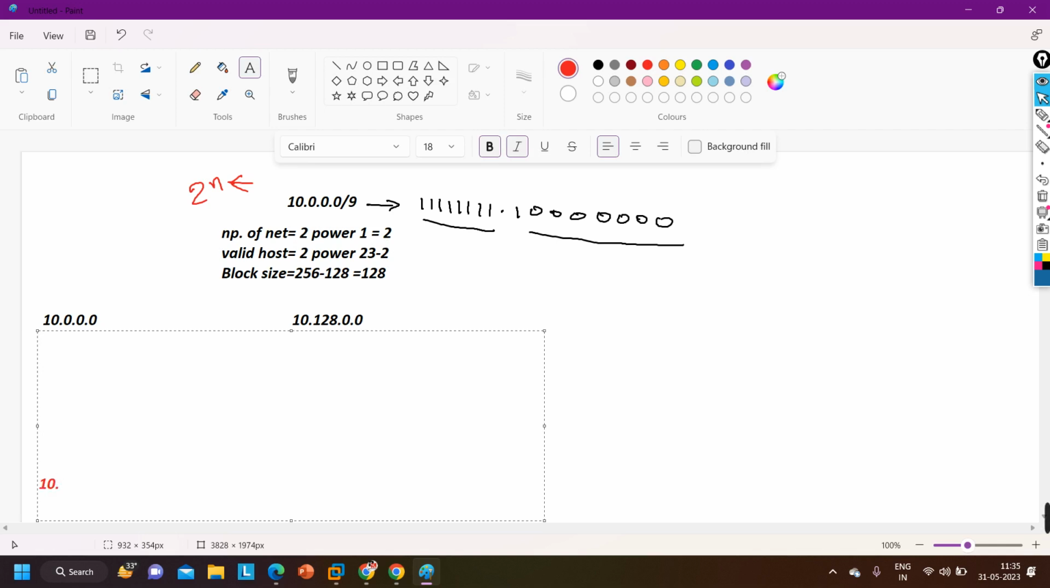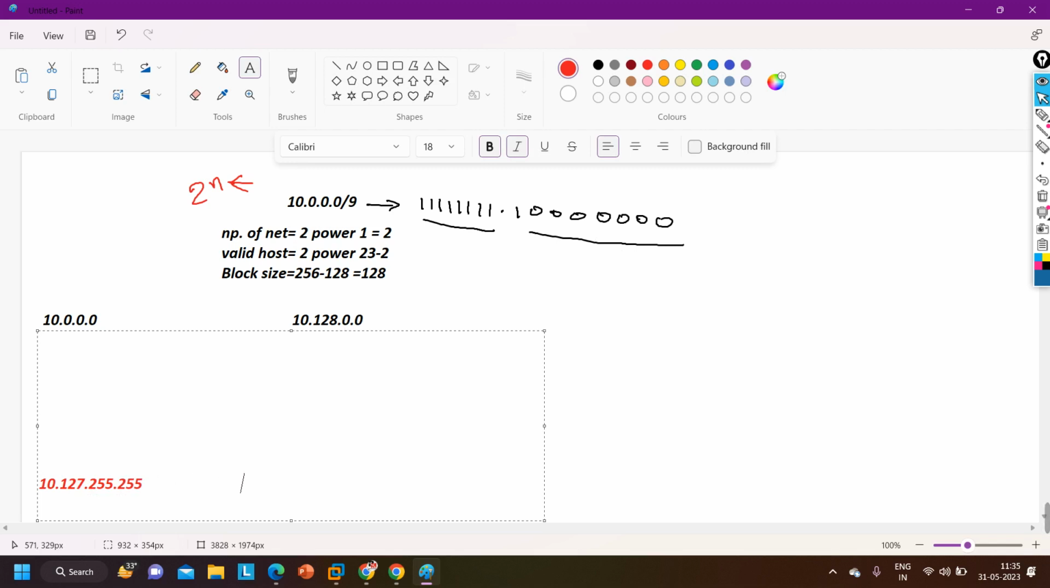10.127.255.255. Is it clear to everyone? Here, if you add 1, this will become 256. 256 is invalid, right? So this portion will become 0. Again you add 1 in this portion, so it will also become 0. Then you add 1 over here, so it will become 128. That is your second network.